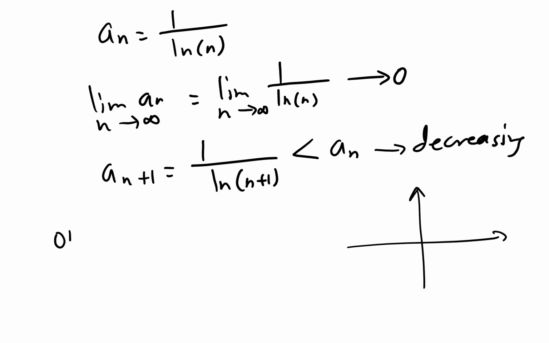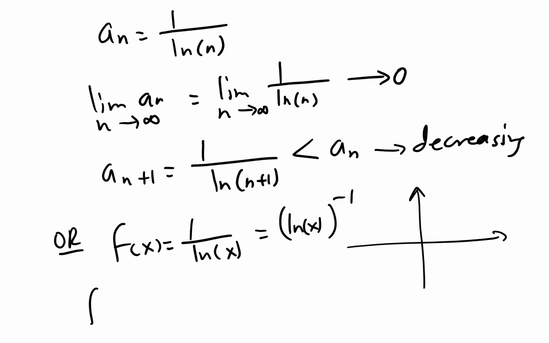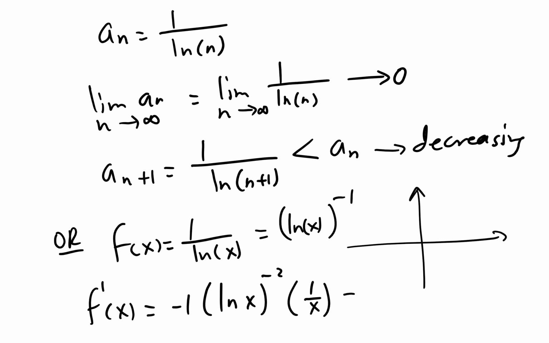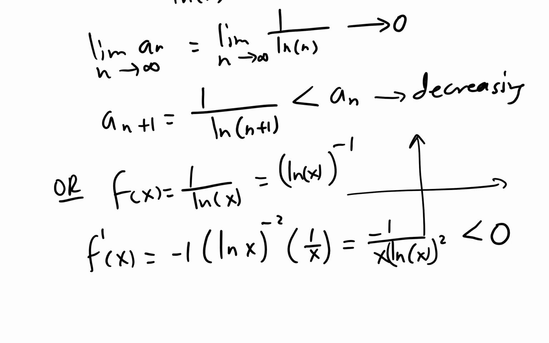So you can take f(x) to be 1 over natural log of x, and then rewrite it as natural log of x all to the negative 1. Then the derivative: bring the negative 1 down, natural log of x to the negative 2 times the derivative of that. So it's negative 1 over x times natural log of x squared. So you can see it's less than 0 in this case. So it's decreasing.